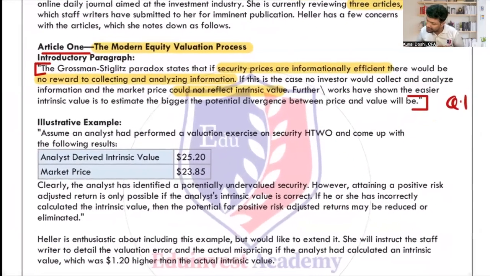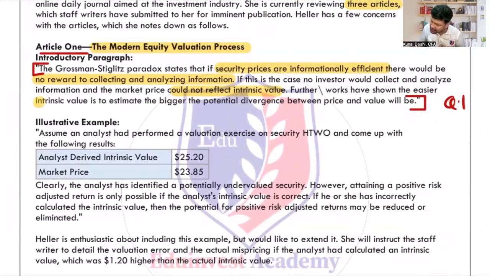Further works have shown that the easier the intrinsic value is to estimate, the bigger the potential divergence between price and the value. Guys, there is something wrong here, right? They are saying easier the intrinsic value to estimate. In fact, the more difficult to estimate, the larger will be the difference, isn't it? So this word easier, it is to determine.